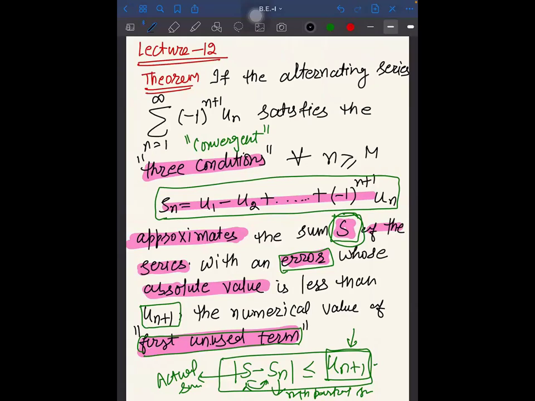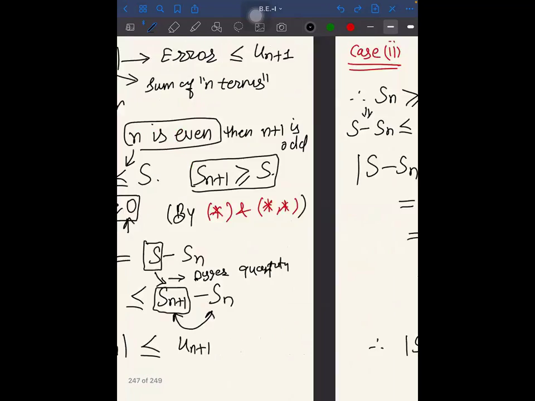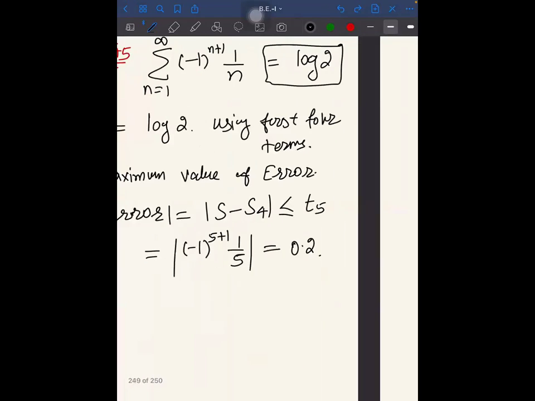We can find the upper bound. That is true. That's what we are doing. That means this result is independent of finding S. We don't need S at all. Okay? So we don't need the actual sum. We can directly tell that this amount of error can happen. The maximum amount of the error is Un plus 1 without knowing the actual value of S. So we don't need log 2 at all. That is just part of the statement. Okay? Are you getting this?